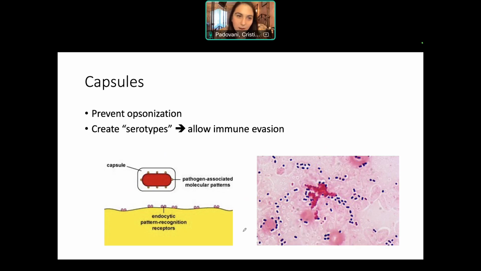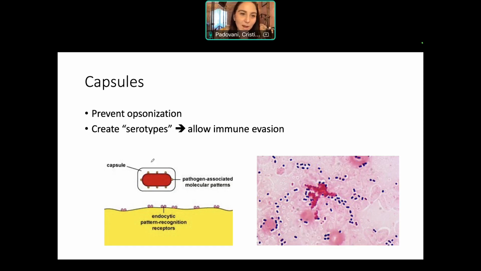How do capsules work? Capsules will prevent opsonization. We've talked about opsonization in previous lectures, but opsonization is basically what allows a bacteria to be tagged by the immune system for it to be removed, usually by the spleen. Since this capsule prevents opsonization, that's one huge way that it evades the immune system: you can't see the organism, you can't see the antigens.